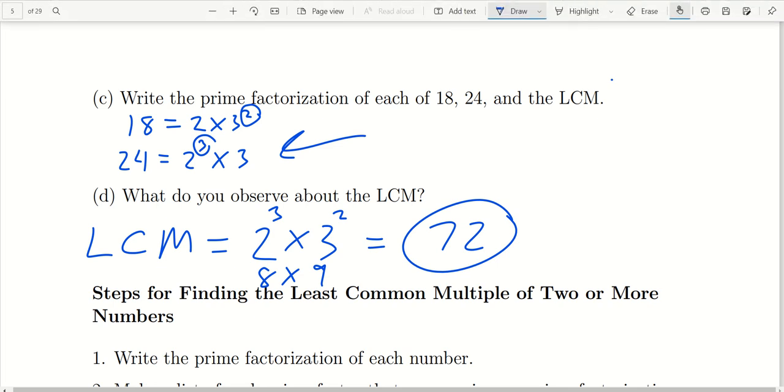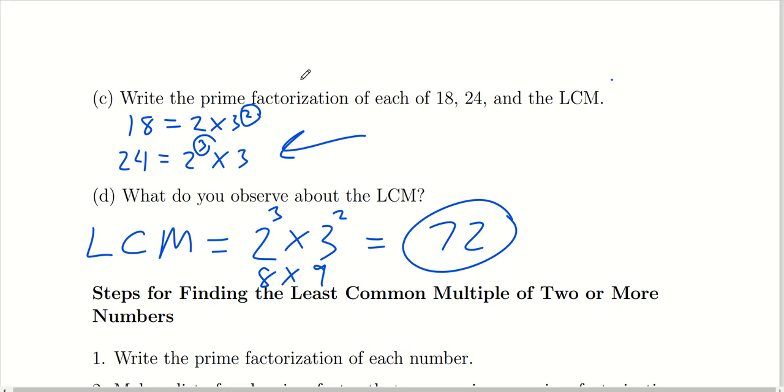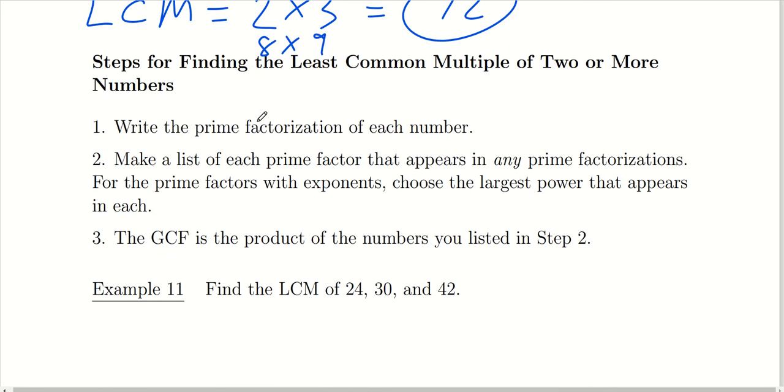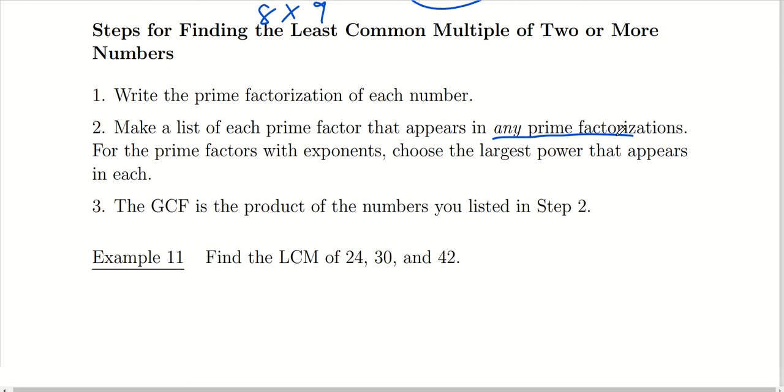So just like when it came to finding the GCF, the prime factorization is going to be a very helpful tool in order to find the LCM. To find the LCM, we do the prime factorization first. We make a list of the primes that appear in any one of the factorizations. So if the prime appears anywhere, then it will appear in the LCM. And then you go through your list and you choose the highest power of each prime from the individual numbers.